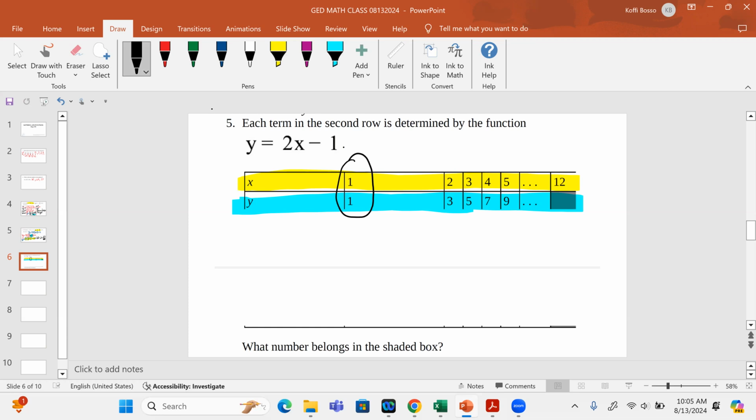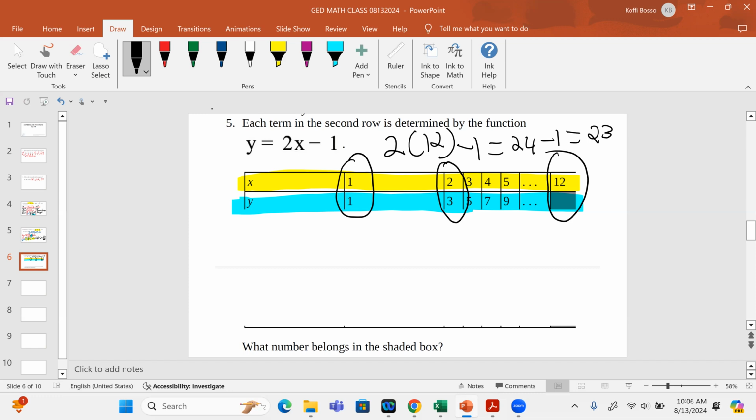Let's check. Replace x by 1. You're going to get 2 times 1, which is 2, minus 1 gives you 1. So they are saying that if you plug 2, you get 3, and so on and so on. So therefore, if you plug 12, what are you going to get? So therefore, we do 2 times 12 minus 1. That gives you 24 minus 1. And that gives you, that's 23, you said? Okay. So the y value there is 23.